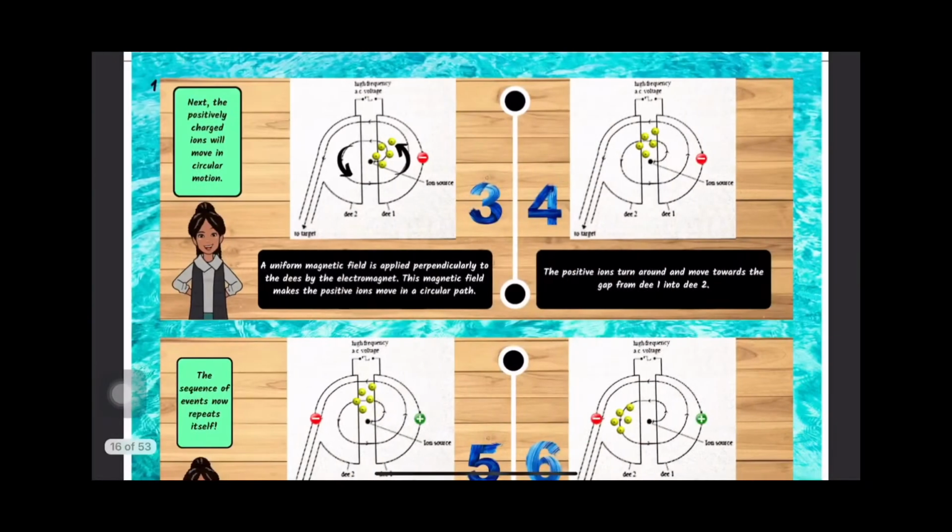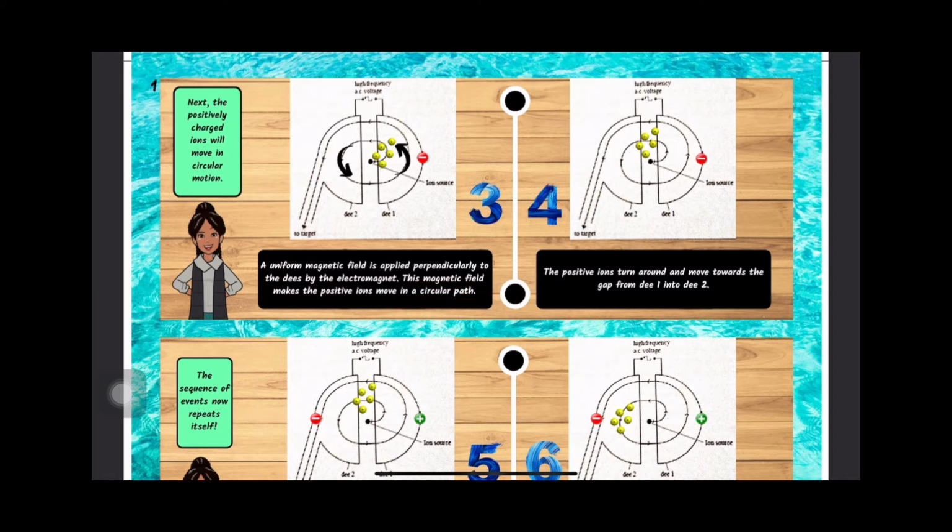Okay, then a uniform magnetic field is applied perpendicularly to the disc by the electromagnet. Sebenarnya disc ni duduk dalam electromagnet yang perpendicular pada dia. So perpendicular means dia akan out of plane lah, sebab kita nampak D ni sekarang adalah paper kan. So B, magnetic field ni adalah out of paper. So this magnetic field makes the positive ion move in a circular path.